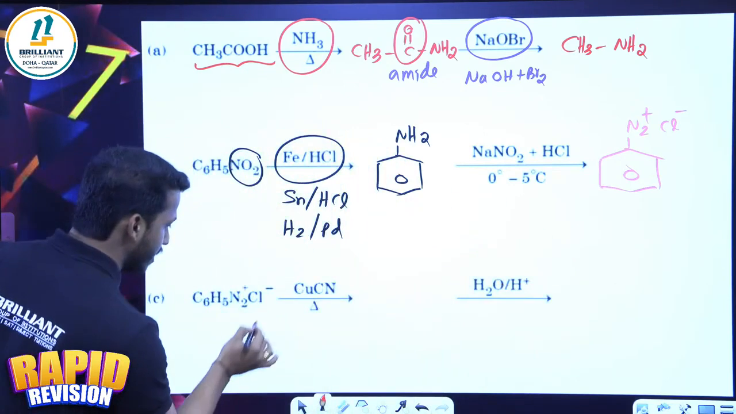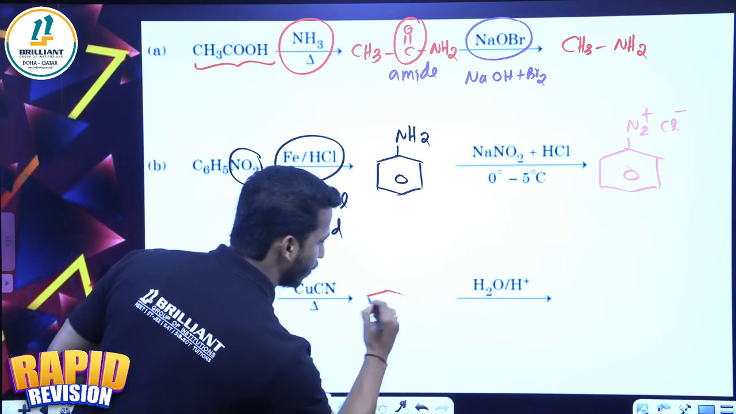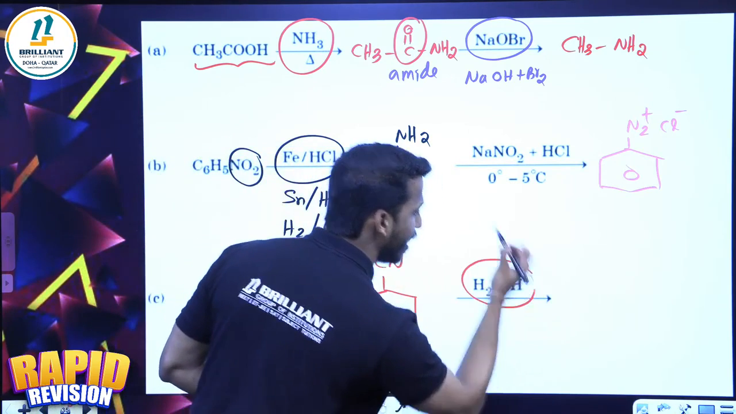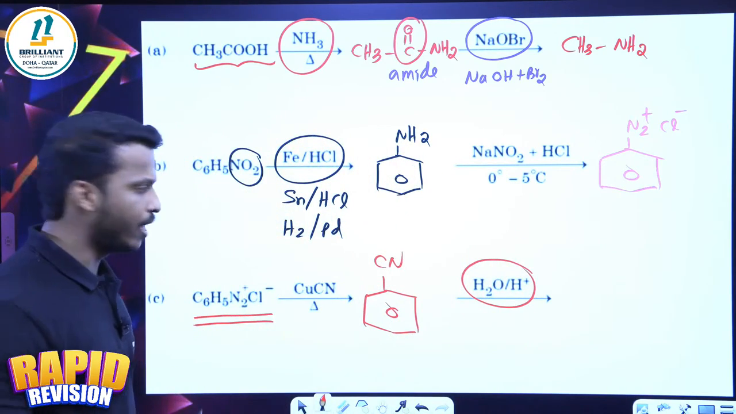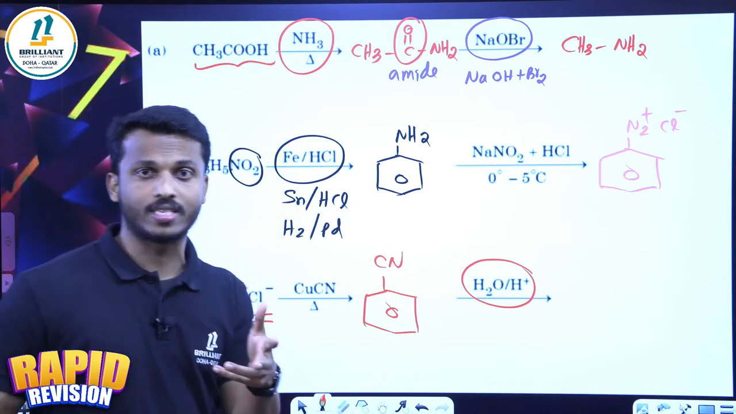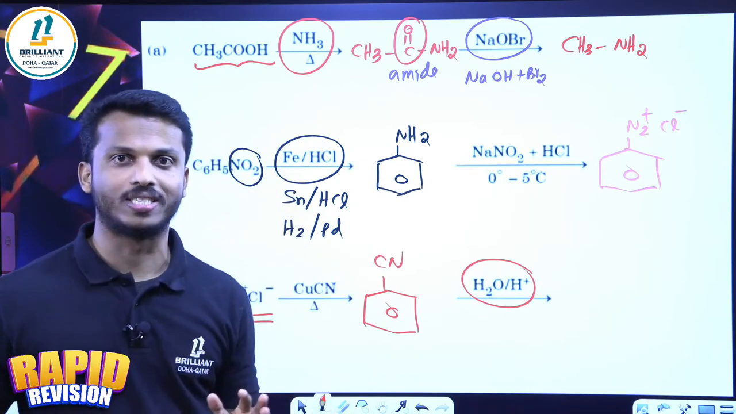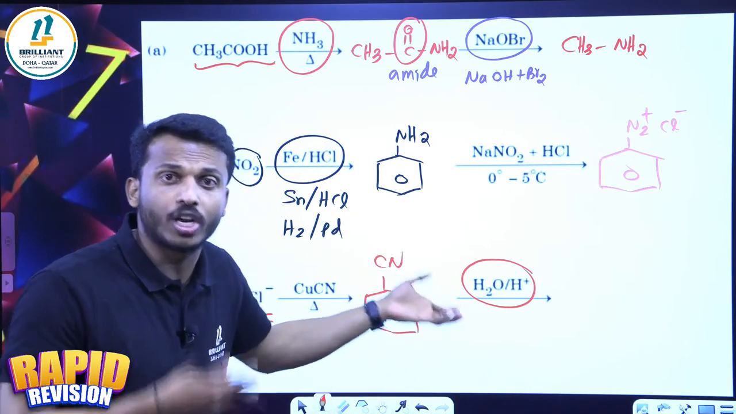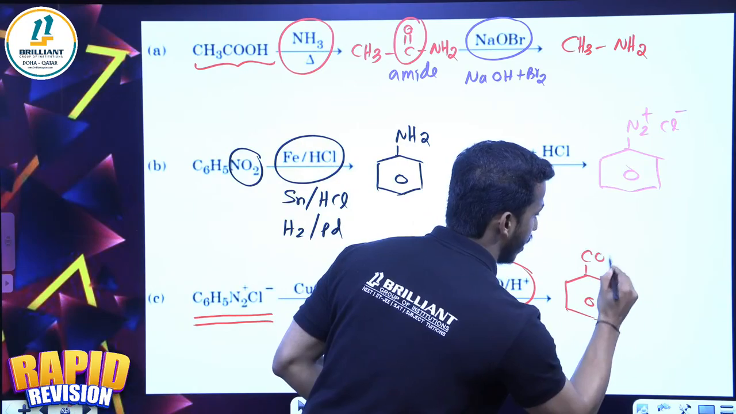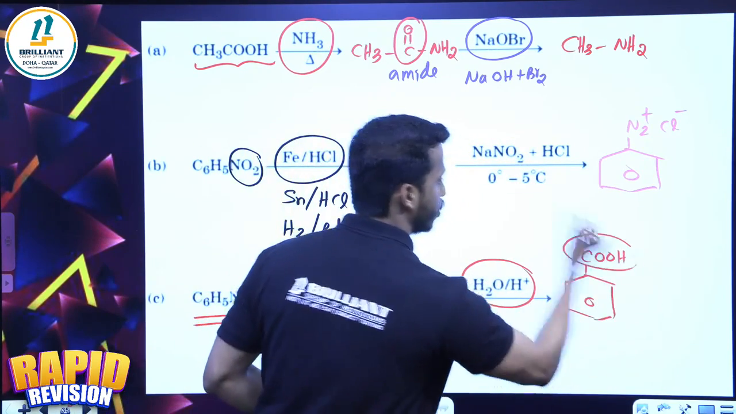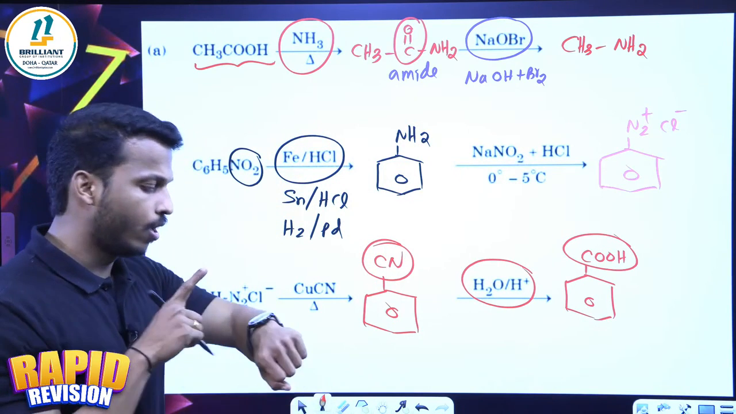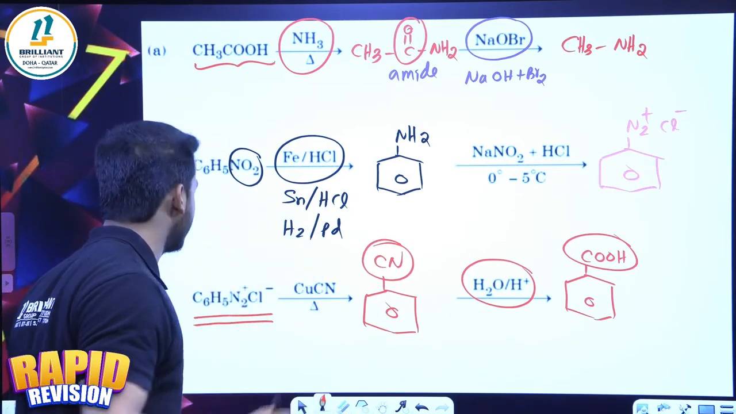What about the last case? This is our benzene diazonium chloride. When you treat it with CuCN, you get cyanobenzene. When cyanide undergoes acid hydrolysis, partial hydrolysis gives you amide, and full hydrolysis gives you acid. Here they have not mentioned partial, so we go with complete hydrolysis. So it gives benzoic acid. Yes, the conversions are clear now. I will give you some more questions. Few minutes left, try to answer faster.